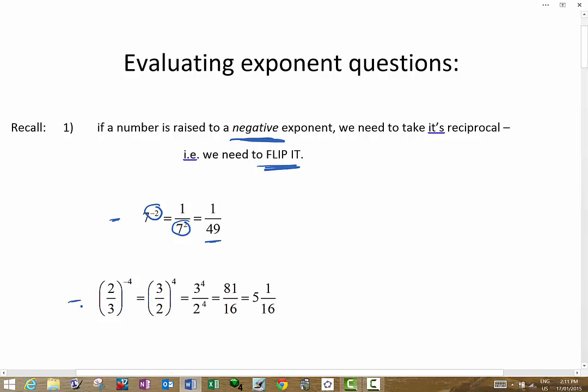The second example is a little more complicated: 2/3 to the negative 4. When we have a negative power, all we need to do is flip it upside down. So 2/3 to the negative 4 is exactly the same as 3/2 to the plus 4. And 3/2 to the plus 4 is just 3 to the 4 divided by 2 to the 4, which is 81 over 16. But 81 over 16 is an improper fraction. The numerator is bigger than the denominator. So to write it properly, we need to make it into a mixed fraction.